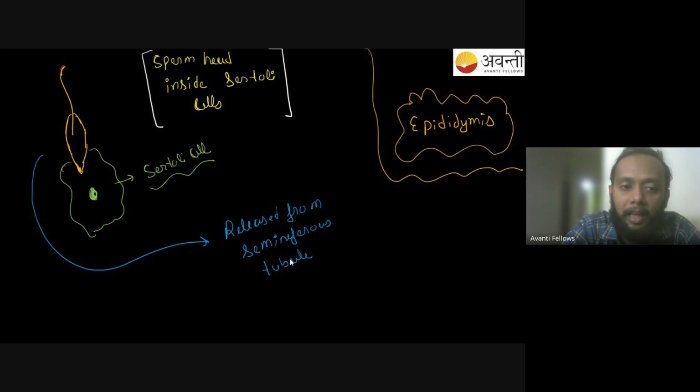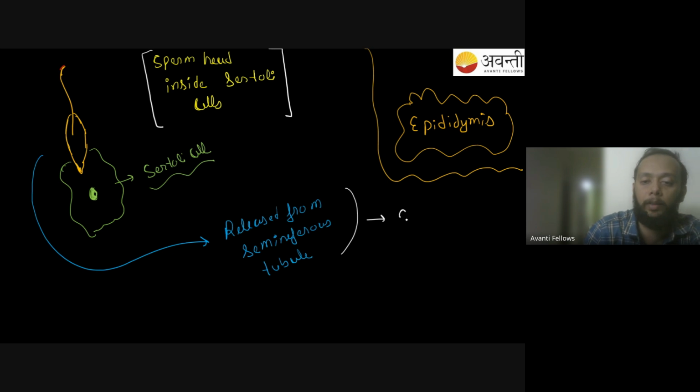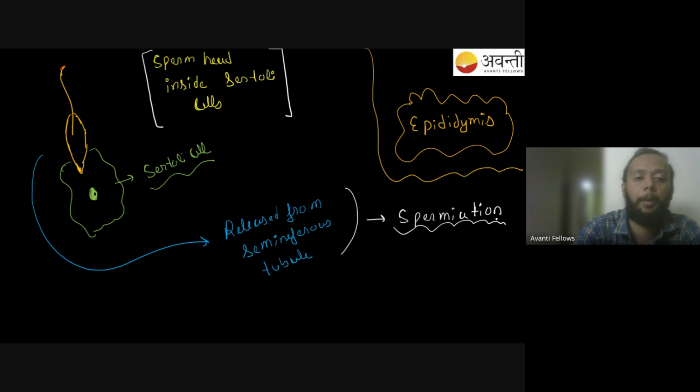That is something you have to understand: once the spermatozoa have been formed, they'll be released from the seminiferous tubule. This event, the releasing of spermatozoa from the seminiferous tubule, is called my spermiation. From the tubule they'll be sent into the lumen, the free space, and from there you will start sending them to the epididymis. But this release of spermatozoa is called spermiation.